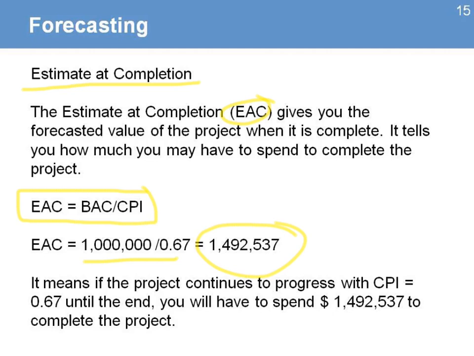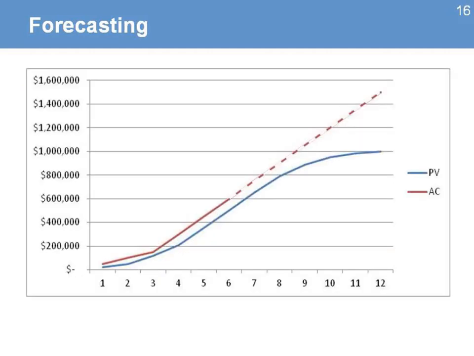What it means is that if the project continues to progress with the same CPI until the end, you will need to spend more money than you originally planned in order to complete and deliver all the activities that were planned in the project. When I chart this information, this is what I see. If I continue with that CPI, I can then extrapolate that value until the end of the project, which is month 12, and that will be the cost that will need to be spent in order to complete the project.